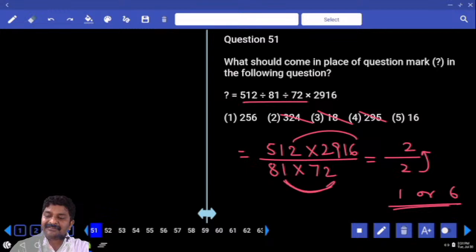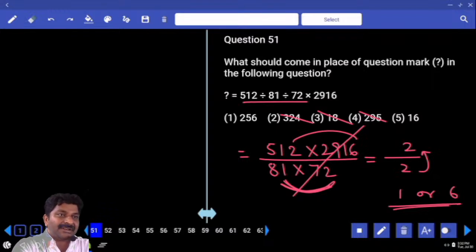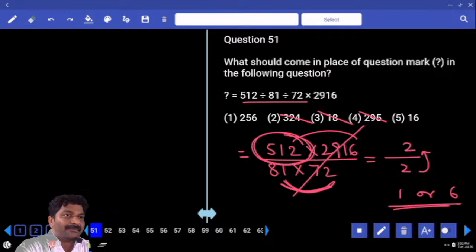Right. 72 into 81, approximately I will treat it as 80 into 70, which is 5600. Numerator 2900, approximate cancellation. Denominator is 5600 something, numerator 2900. Approximately what value comes in the denominator? What is the leftover numerator number? 512 divided by 2, in the sense the answer will be in the 200s or 16. First option final. No need to try for the exact answer.